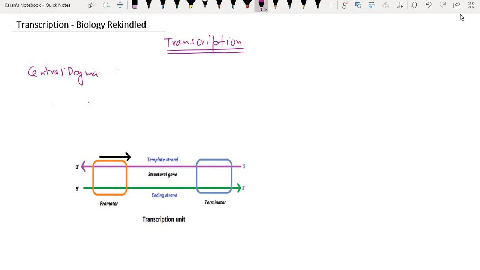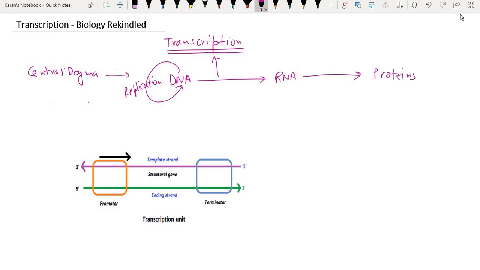Now this central dogma provides us with the information of the flow of genetic material. DNA, after undergoing replication, forms DNA. Then this DNA becomes RNA or mRNA, you can call, by the process of transcription, which we are going to learn in this chapter. And this RNA then forms the proteins through a process known as translation. So we are going to discuss here the process of transcription.